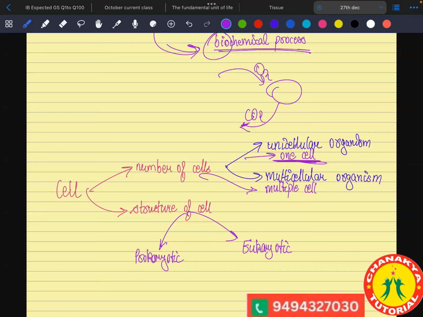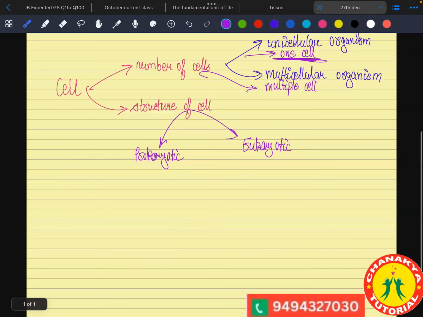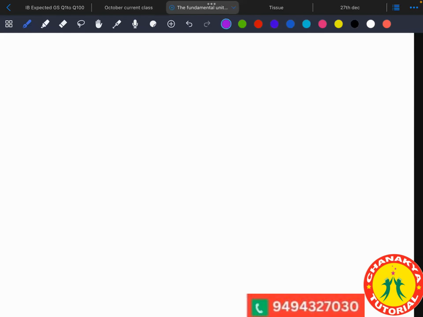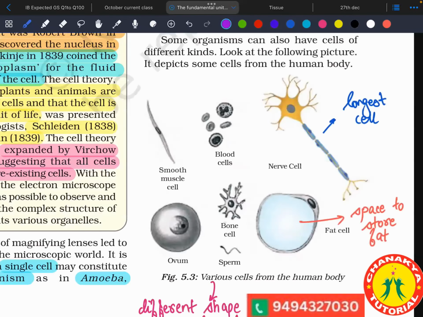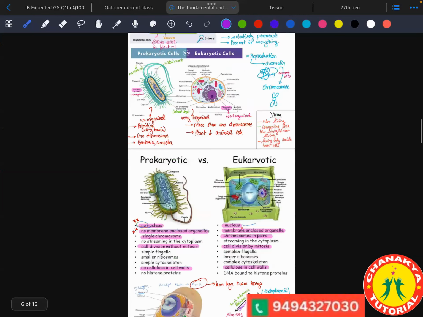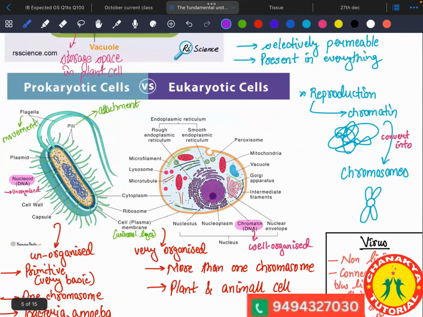Okay, so a cell can be defined as prokaryotic or eukaryotic. Let me explain with the help of this diagram. This is how prokaryotic cells and eukaryotic cells appear. Let me explain briefly, so later we will go deeper into this concept.